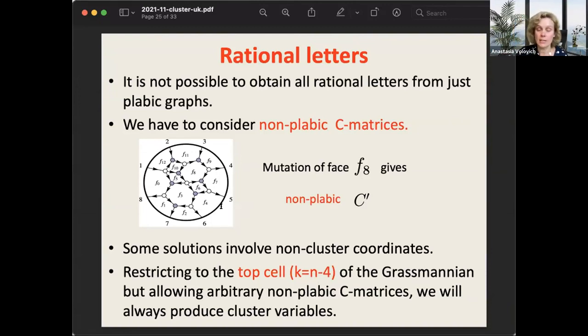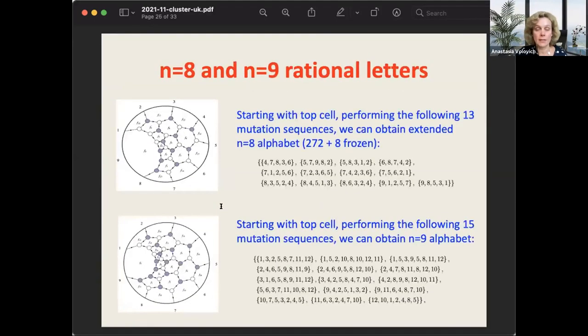Along the way we also get some non-cluster coordinates, but we handle that because the way we're doing it now, we're restricting to a top cell, setting K for the Plabic graph equal to n-4, and then allowing non-Plabic graphs from that, we can get all the letters. Maybe I'll show you the results. For 8 points, we start from the top cell and then we mutate. We identify the following 13 mutation sequences, from which we can obtain this extended alphabet of 280 letters.